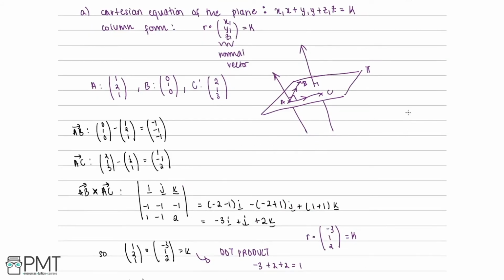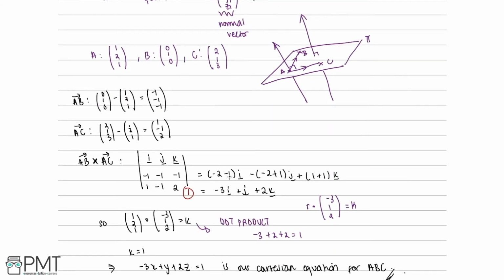Now that we've answered part A, let's find out where the marks are. You get 1 mark for finding AB cross AC. You get another mark for finding our value of k, our scalar constant. And you get the final mark for writing out our Cartesian equation.